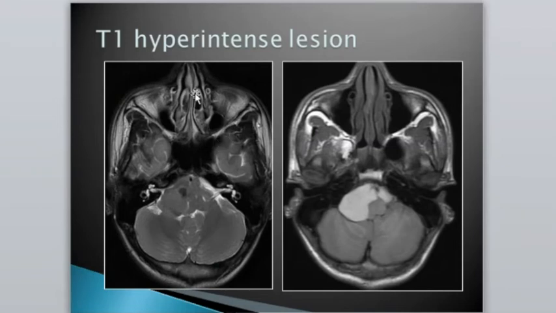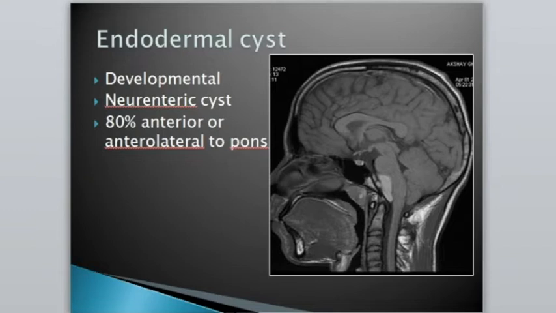Coming to T1 hyperintense lesions in the CP angle system, these are axial T2 and T1 weighted images. This is an iso to hypointense lesion, bright on T1 weighted image. And this was non-enhancing on contrast. This is a typical example of an endodermal cyst, typically anterior or anterolateral to the pons or medulla. These are developmental lesions and benign lesions basically.